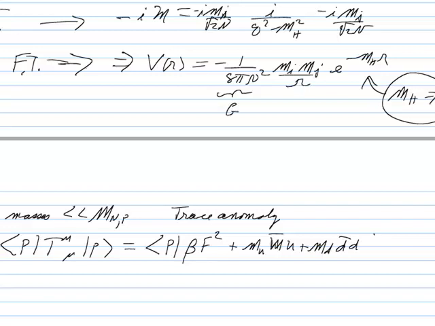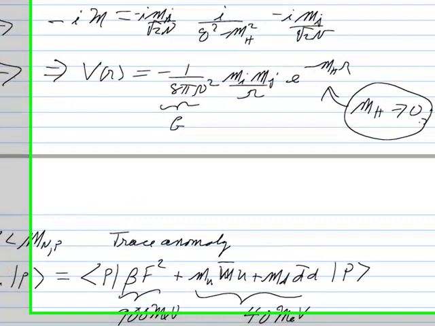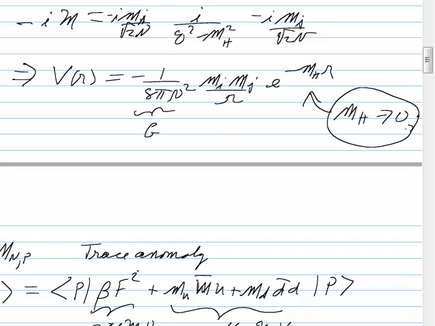And if you do that, the quark masses give about 40 MeV to the nucleon mass. This guy's about 900 MeV. And that's from the gluons, but has no mass. So this guy wouldn't couple up to the scalar. Okay.